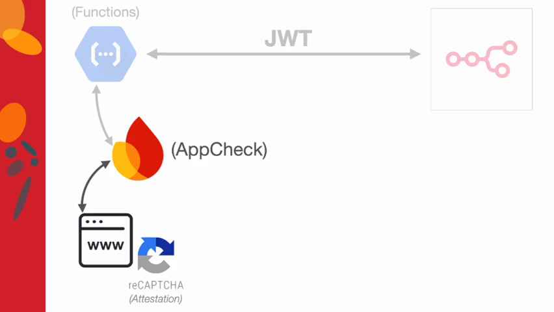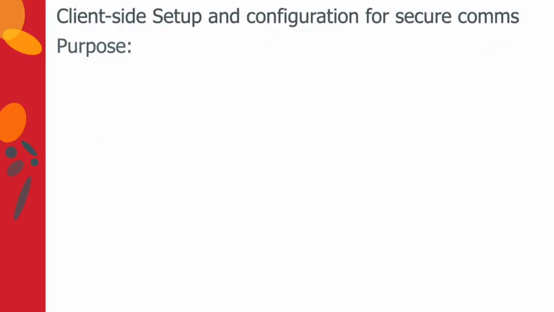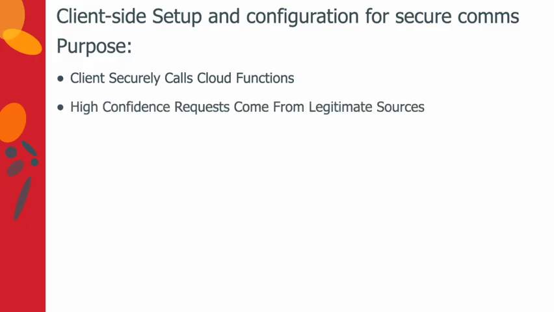Now, what does this really do for us? What this is allowing us to do is securely call our backend Firebase functions from our web page, right? Our web page, in this case, obviously, we're looking at it being hosted on Firebase as well. But from there, when we are executing our Firebase functions, we have a high confidence that the request coming in was made from a legitimate source.